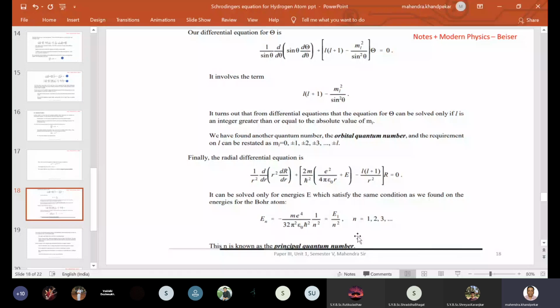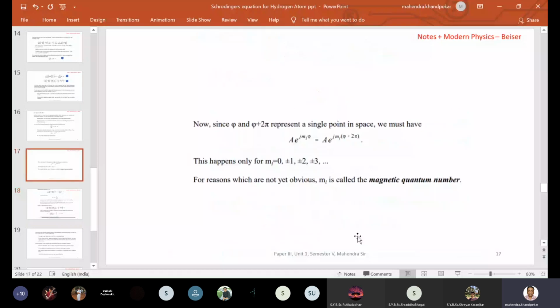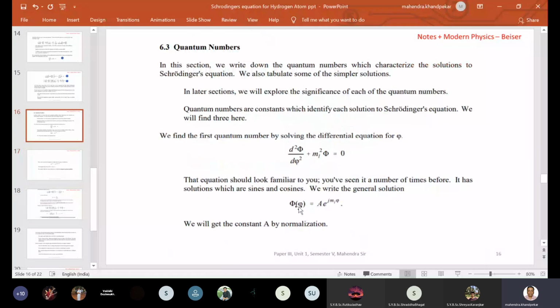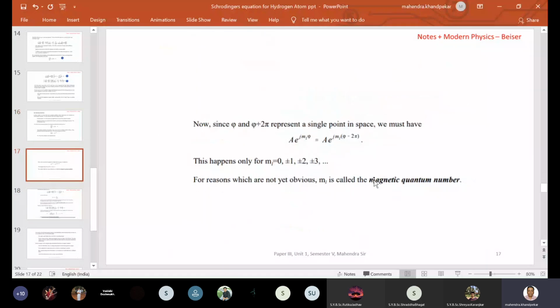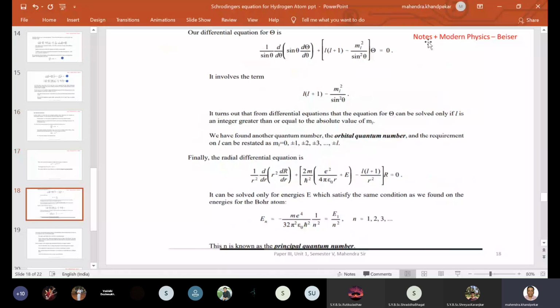So we have got three numbers depending on the three equations. The first equation was on phi and we got ml. The second equation was on theta and we got l. The third equation was on r, the radius vector, that is the distance between the proton, the nucleus at the center, and the electron, and we have got the principal quantum number.